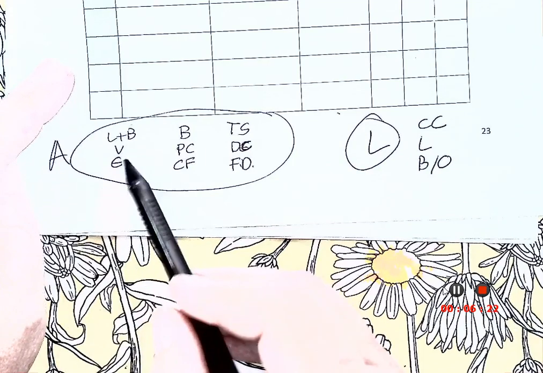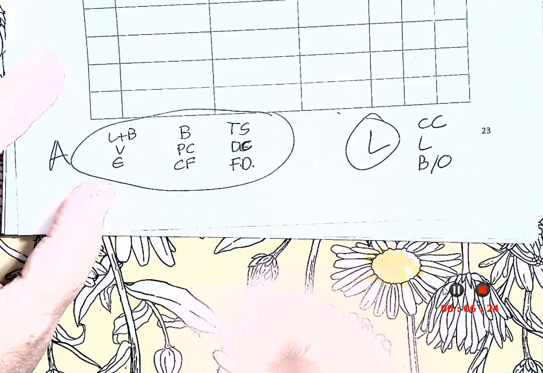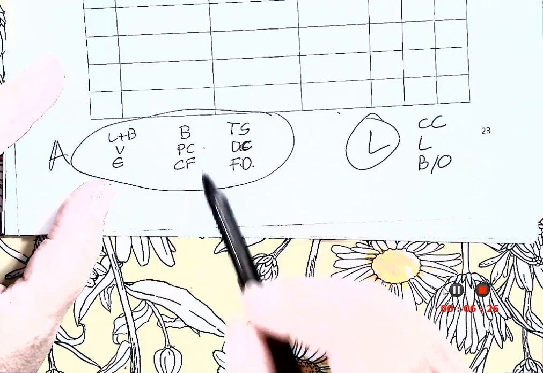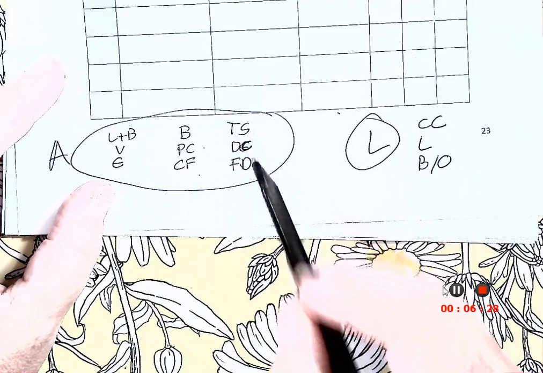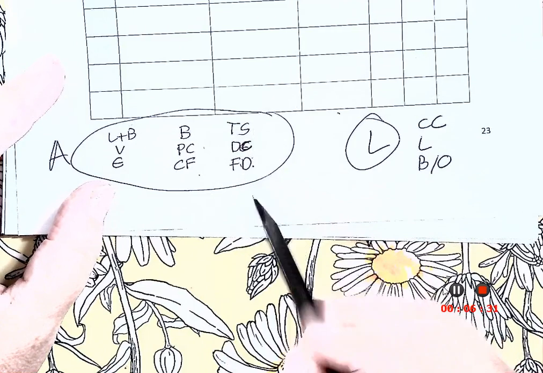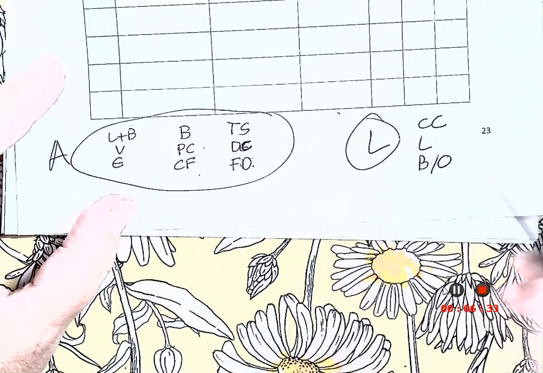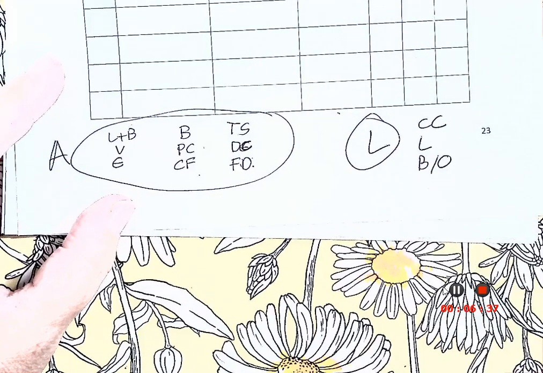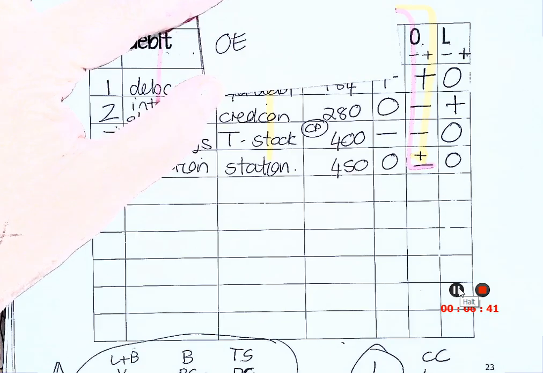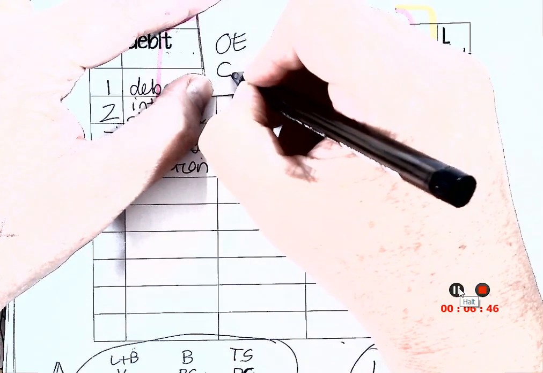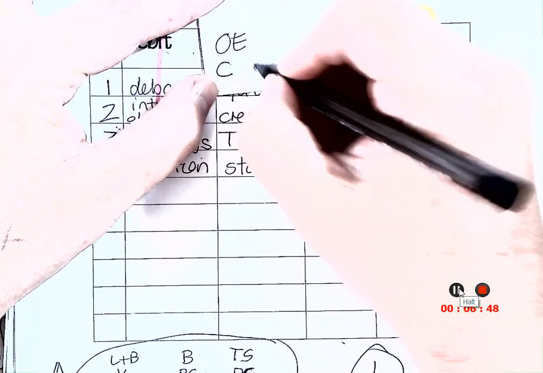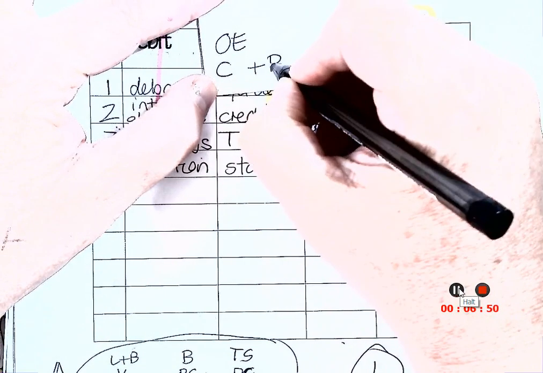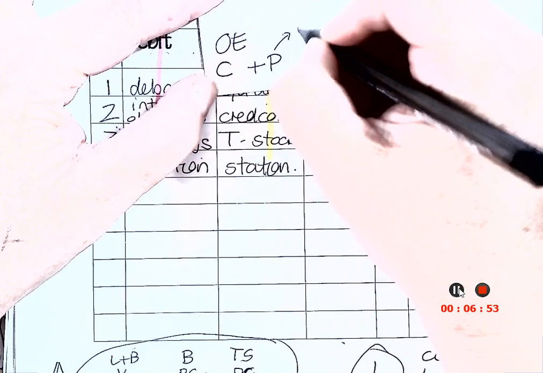Land and buildings, vehicles, equipment, bank, petty cash, cash float, trading stock, debtors control, fixed deposit. Creditors control, loan, bank overdraft. And I actually got signs for this. Owner's equity is capital, because the owner gives his investment. It's profit. And what is profit? It's income less expenses.